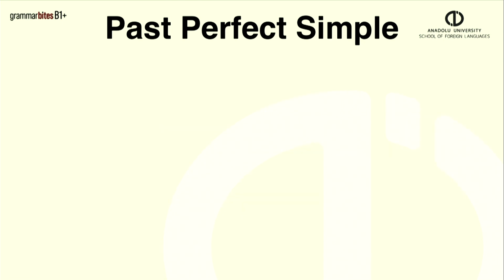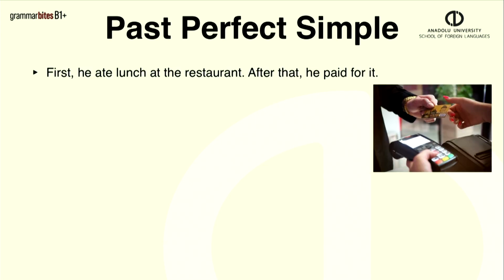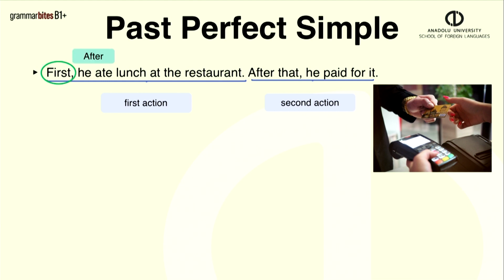We can use after in the past perfect simple sentences. Let's see an example. First, he ate lunch at the restaurant. After that, he paid for it. Here, eating lunch is the first action, and paying for it is the second action. When we want to rewrite this sentence, we will write after instead of first, and this is the tricky part. Remember that we can rewrite this sentence only using past simple tense. We would say, after he ate lunch at the restaurant, he paid for it.